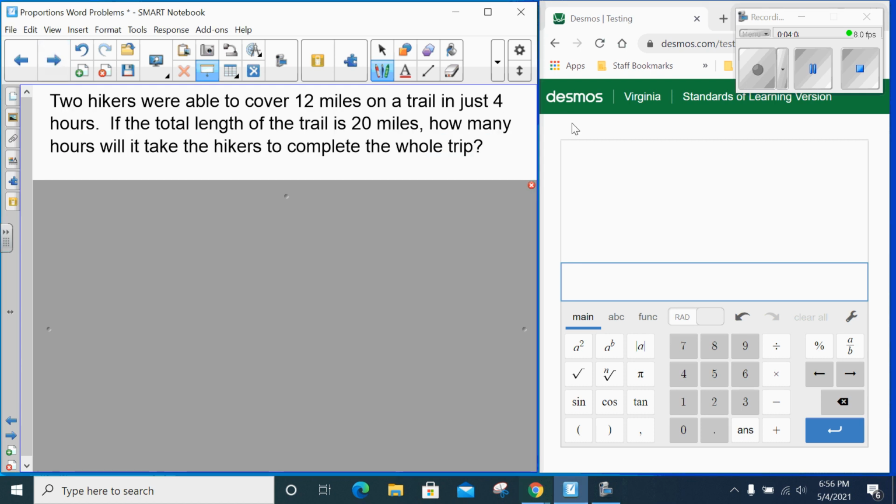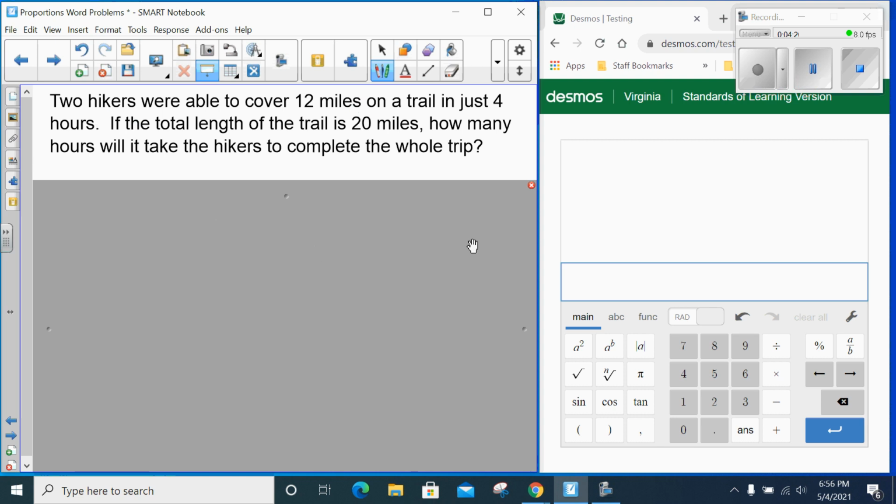So the next question says, 2 hikers were able to cover 12 miles on a trail in just 4 hours. If the total length of the trail is 20 miles, how many hours will it take the hikers to complete the whole trip? Well, as I read this problem, I notice that we're comparing miles and hours.